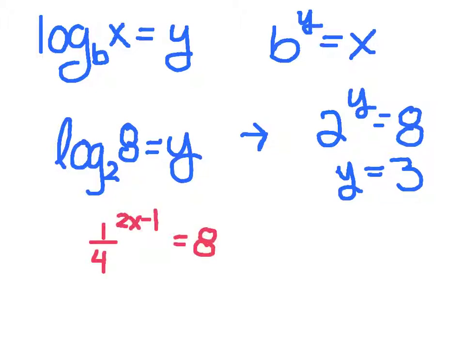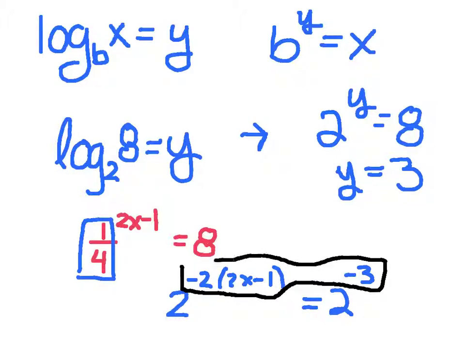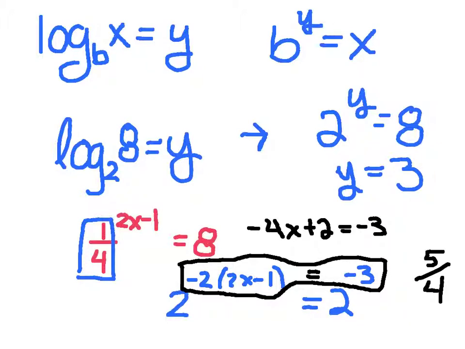More complicated problems, you're going to rewrite them so they have the same powers. You need to look at the 1/4 and say to yourself, oh, that's 2 to the negative 2 power times 2x minus 1. And then take a look at the 8 and go, oh, well, that's 2 to the negative 3. And now what you have is what I probably shouldn't have called a matchy-matchy question. This part right here, because the bases are the same, are actually equal. And if you solve that, you get negative 4x plus 2 equals negative 3. Work it all out, and you get 5/4.